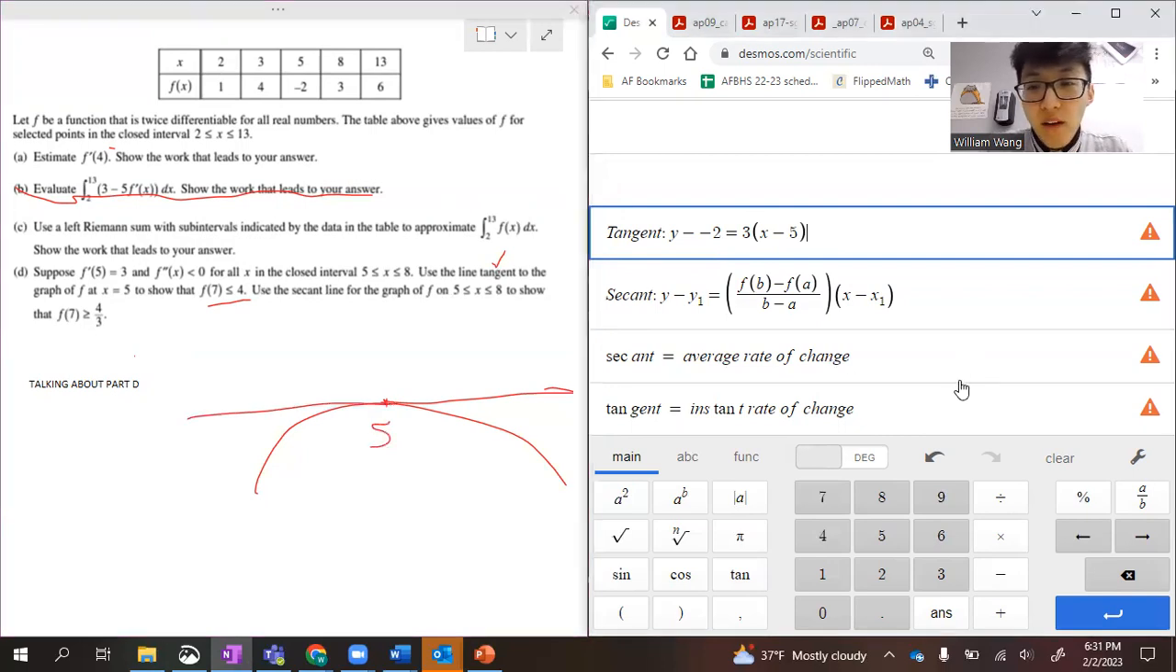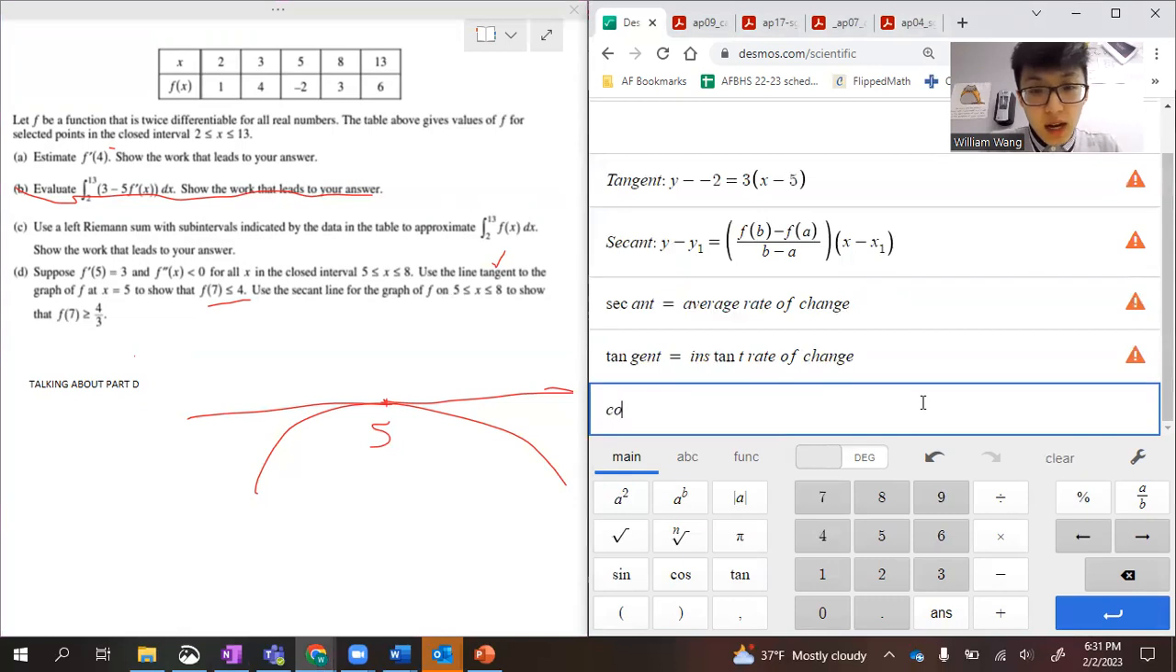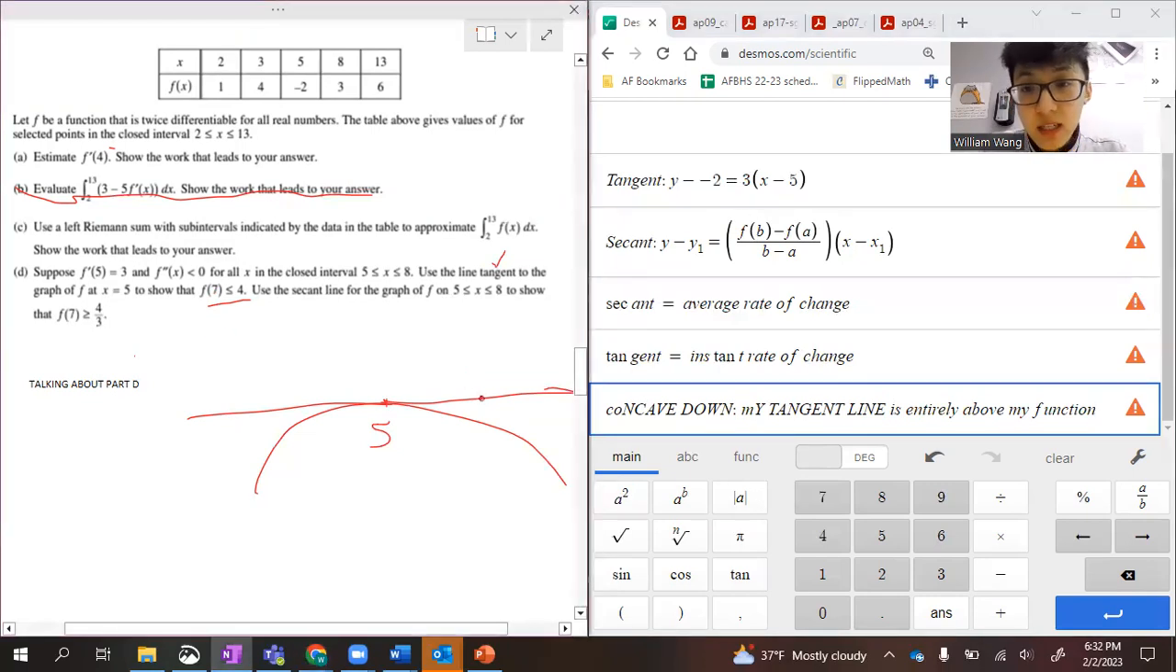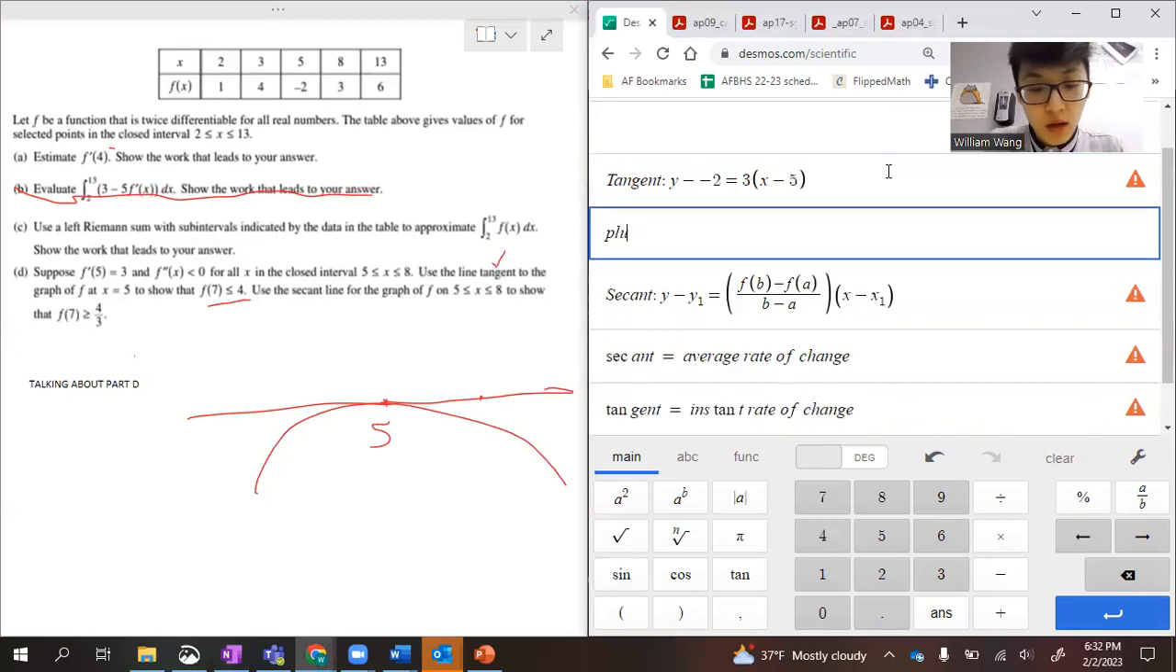What do I notice? Concave down, my tangent line is entirely above my function. You can see how this line is totally above the function. So f of 7 on my tangent line, you would have to plug in 7 to show. You could plug in 7. But since it's concave down, f of 7 on my, sorry.